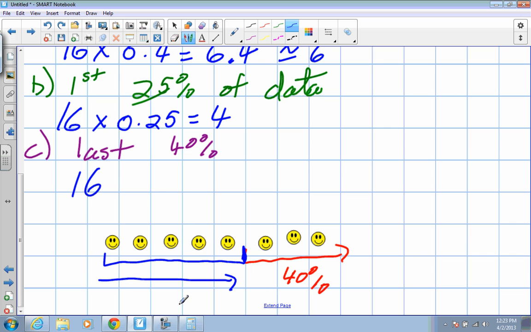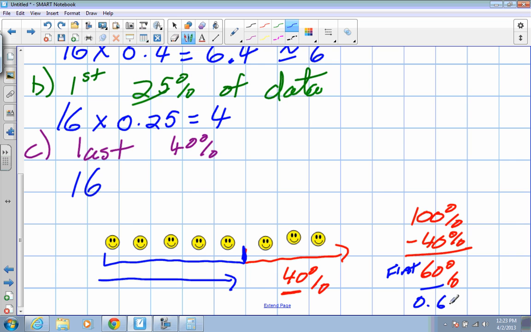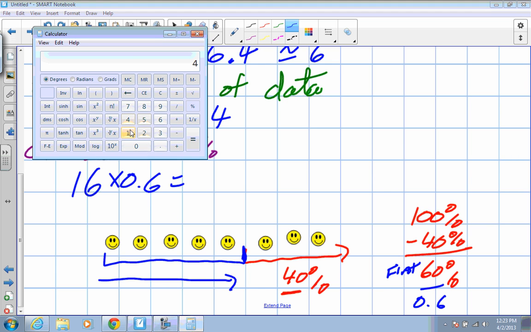60. And how did you find that value? Yeah. Someone said they subtract 100 or add to 100. That's right. You take the value of 100 because all of the data together is 100%. We would subtract the 40. And that means we're actually looking for the first 60. Okay? And we can find that the exact same way we've done the other things. We turn 60 into a decimal, so it's 0.6. 16 times 0.6 is equal to, take out our calculator, 9.6.